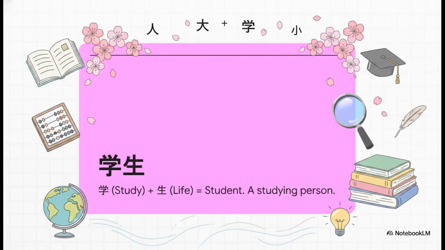Let's move to the next word and see how this builds. For gakusei, or student, we keep that exact same sei kanji, meaning life or living person, but this time we pair it with gaku, which means study or learning. So a gakusei is quite literally a studying person, or a life of study. By understanding these individual kanji pieces, you aren't just memorizing sounds anymore. You are literally decoding the logic of the language.